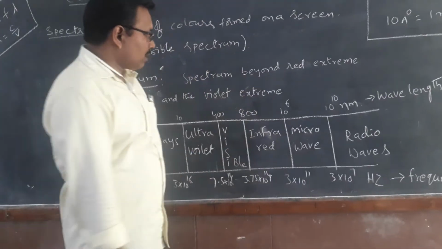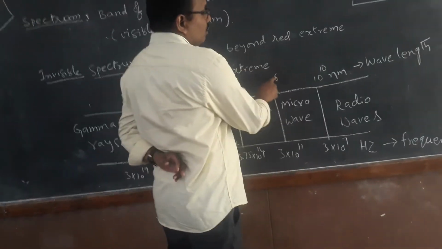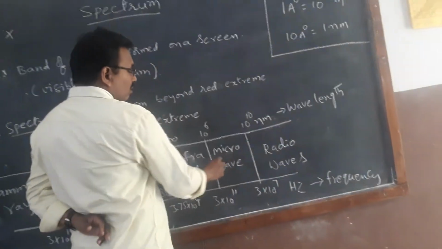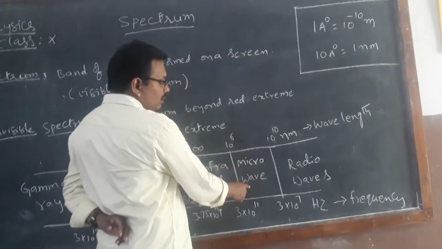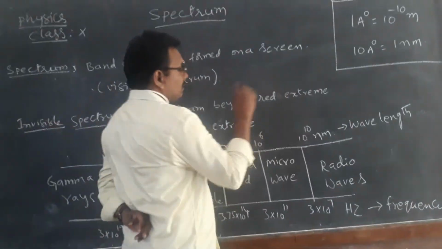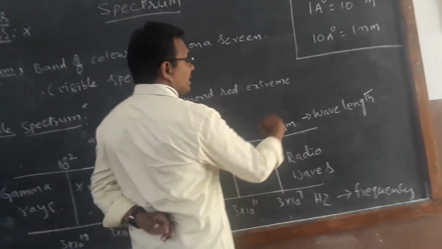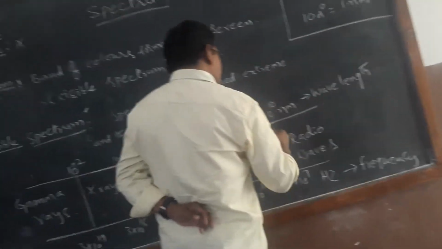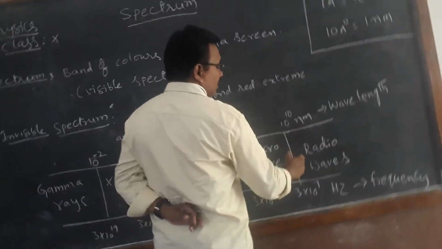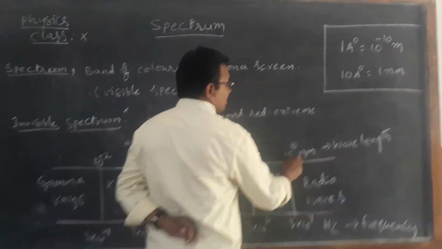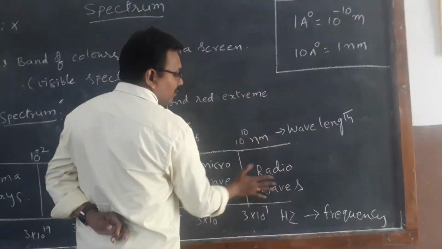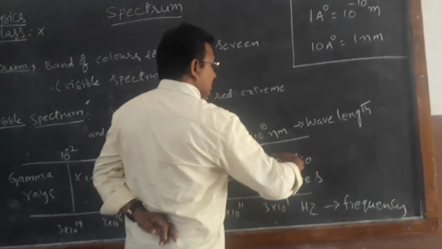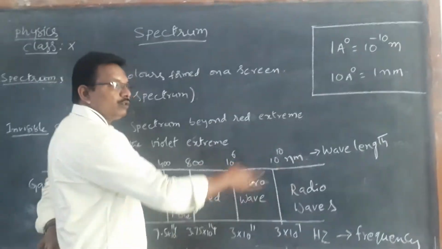Next, 10 power 6 to 10 power 10 nanometers. This range is called microwaves. Now next, anything above 10 power 10 nanometers wavelength is called radio waves. This region above all belongs to radio waves.